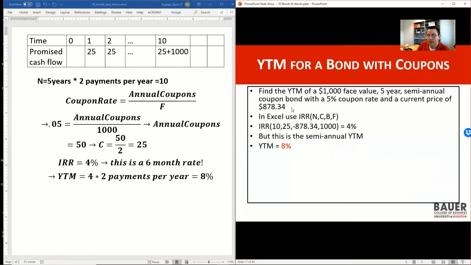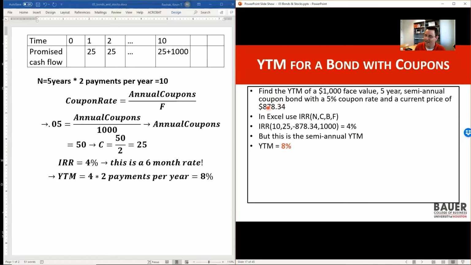So that's how you would find the yield to maturity for this bond. This is what is happening in the bond market. Everybody is quoting prices in terms of the yield to maturity. So you wouldn't say this bond is trading at 878 necessarily. The easier thing to do would be to say the yield on this bond is 8%. That's the convention. Everyone talks in terms of yields rather than in terms of prices.